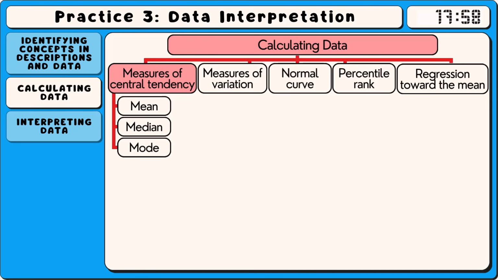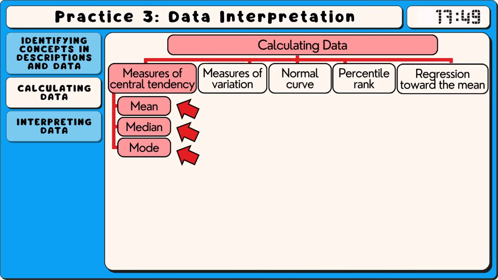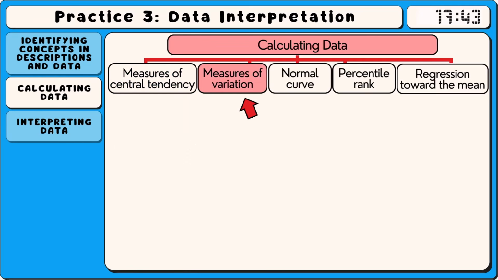Okay, so that's it for measures of central tendency. The most common of these that comes up in the AAQ is the mean, which is simply the average of all the numbers. But there's a good chance all 3 of them will appear within the MCQ part of the exam. Now we'll move on to measures of variation, which tells us how spread out the data are.